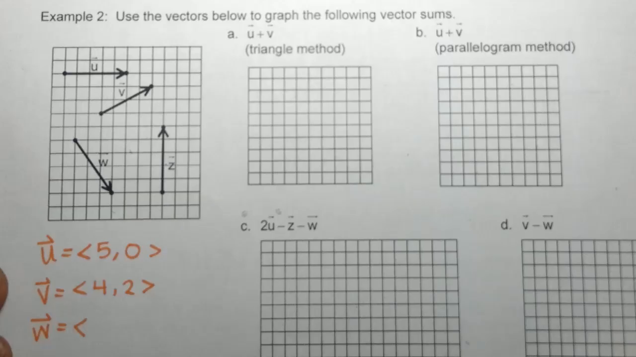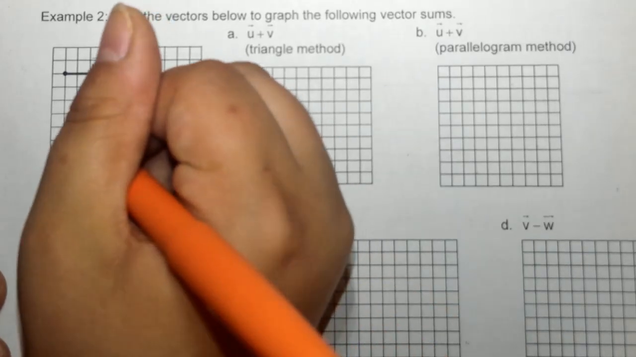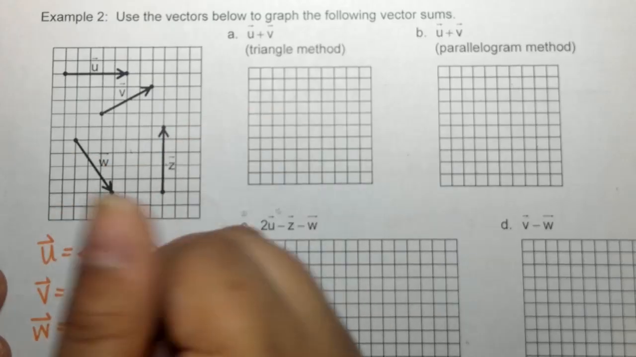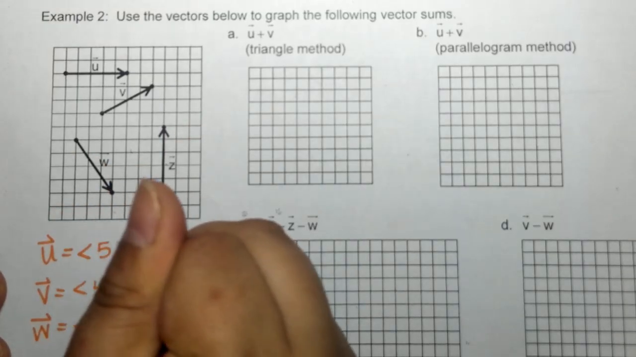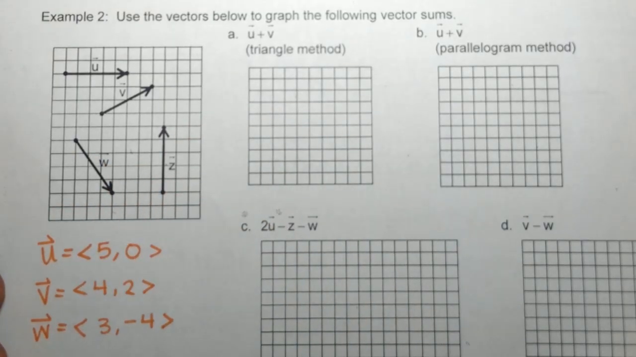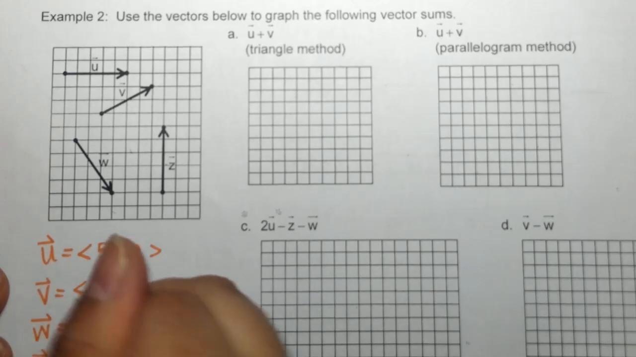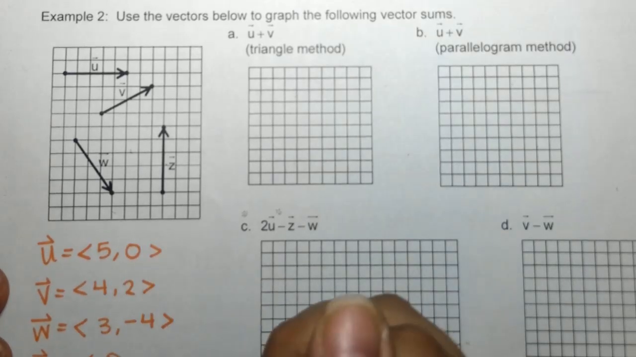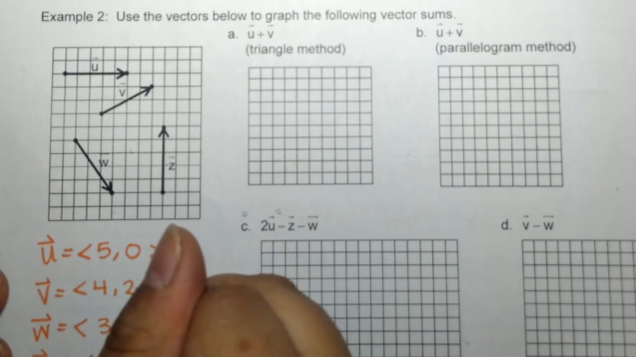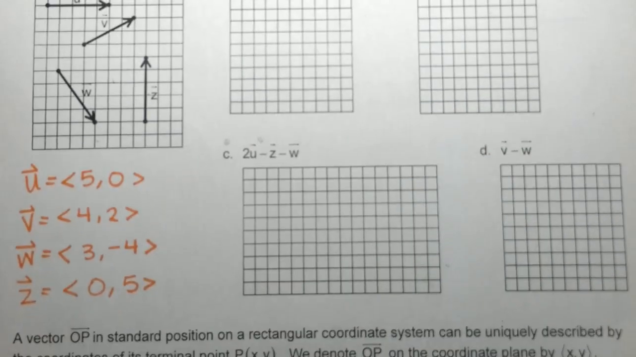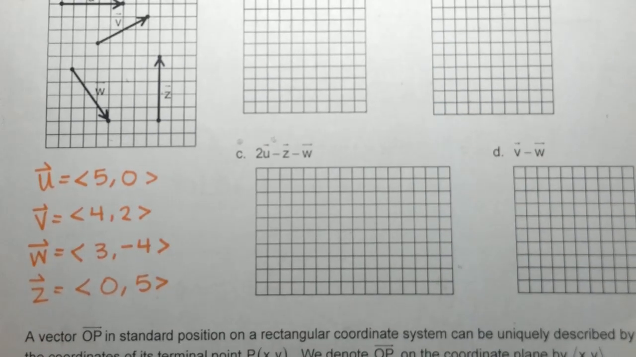W. How would I represent W? 3, -4. Why -4? Because I am going down 4. And I know all of these kind of go to the right, but if they were going to the left, then it would be negative. And then last but not least, Z is not going left or right. 0, and it is going up 5. So 0, 5 is vector Z.